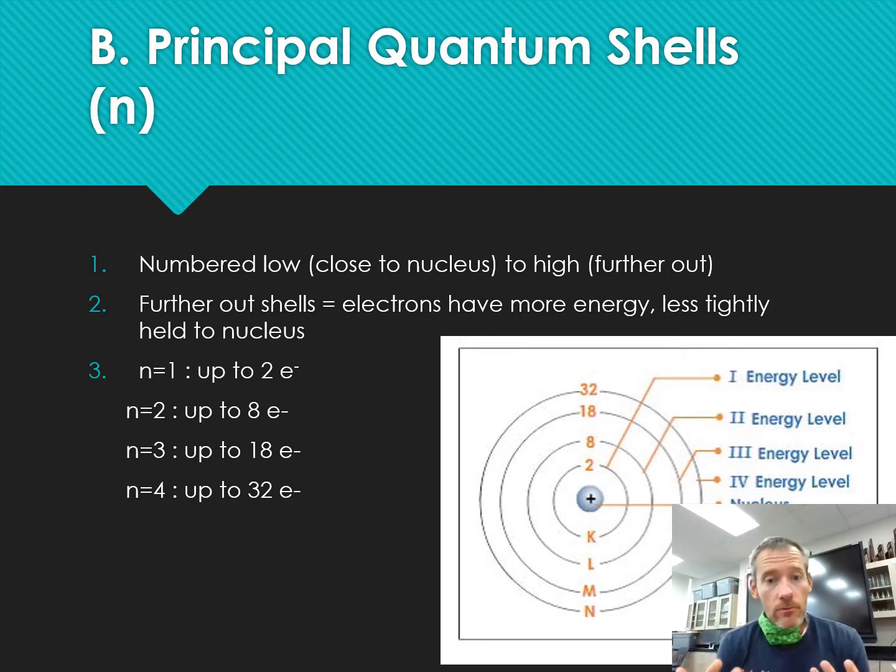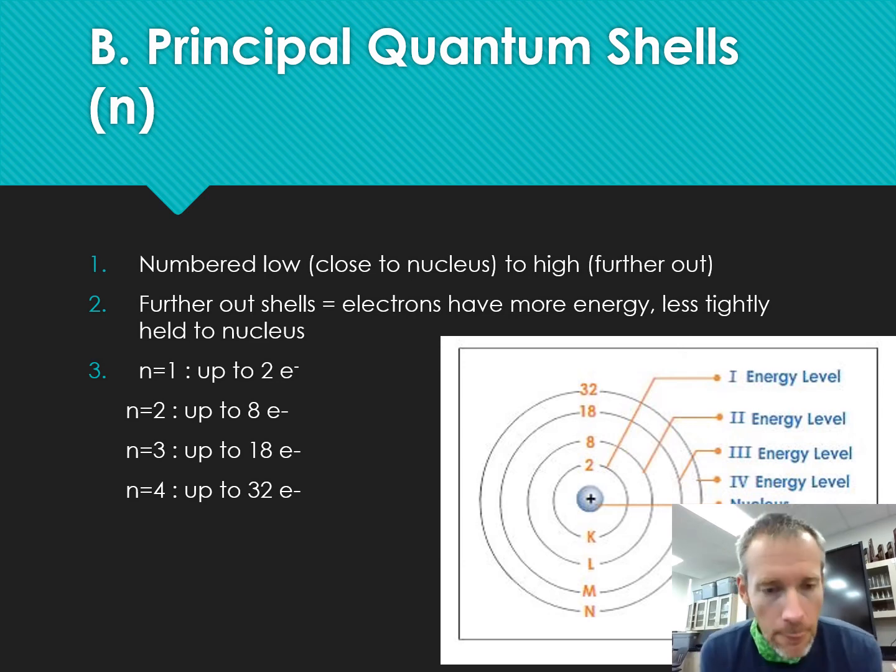Alright, so the number is lower as you get close to the nucleus, you have fewer electrons, which makes sense. And as you go further out, you have more energy levels. The further you go out in the shell, the less tightly they're held, so it takes less energy to pull that electron away, because the nucleus is what's holding the electrons, because positive and negative attract. As you go further away, there's less energy to hold on to those electrons.